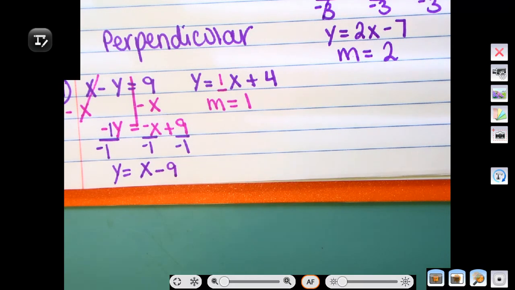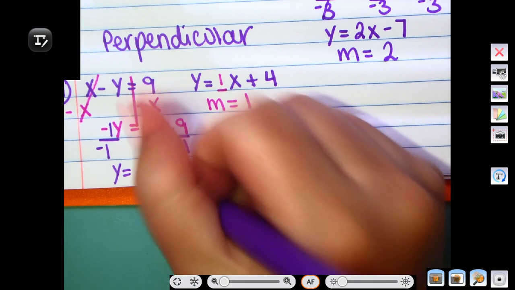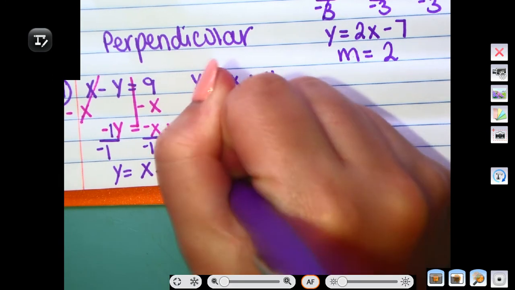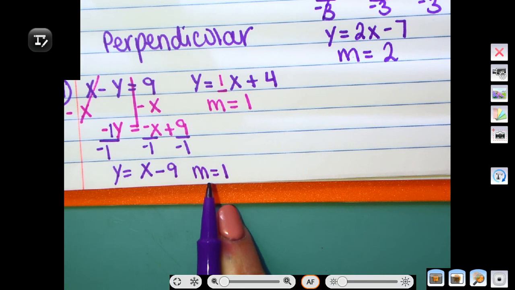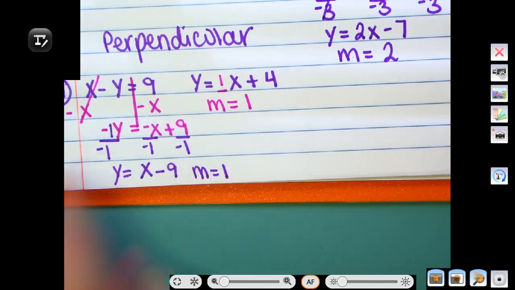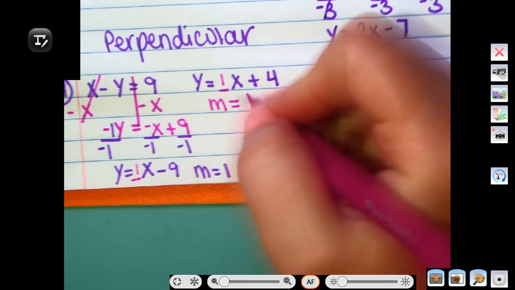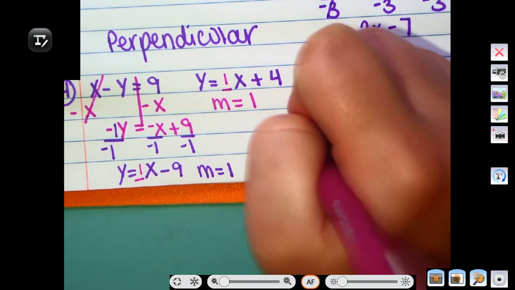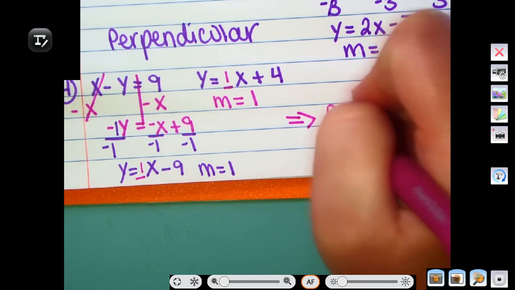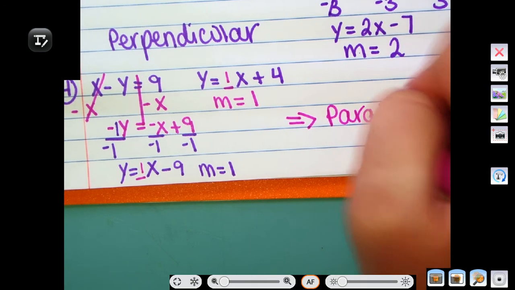Okay, so now what's our slope here? M is 1. Same way it was up here. So there's really an understood 1 right here. So both slopes are 1, so these lines are parallel lines.